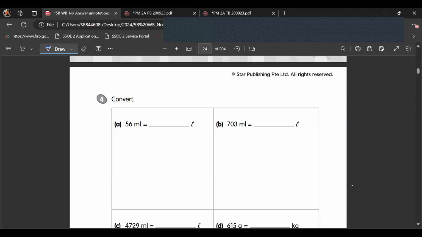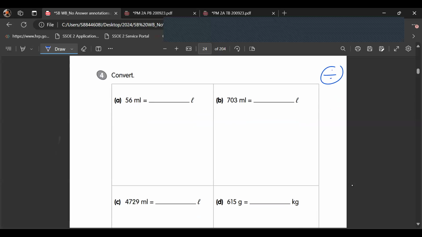If you realize it's still from smaller unit to bigger unit, so division is the one that you need to do. So here, 1 liter is 1,000 milliliter. So you have 703 milliliter. So I divide 1, 2, and 3. So I have 0.703 meter.